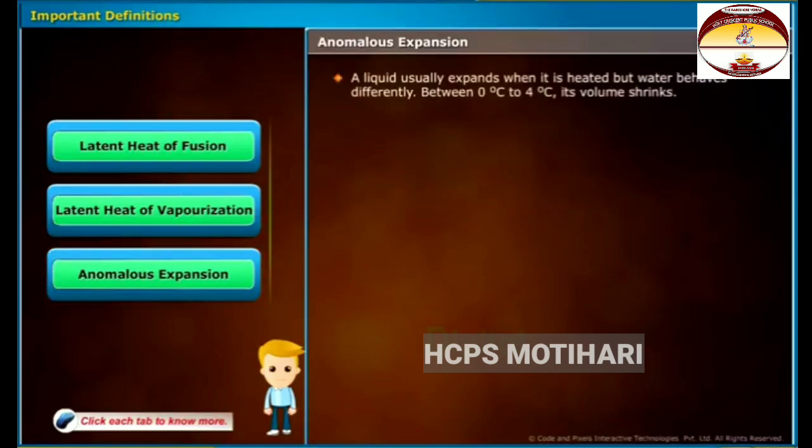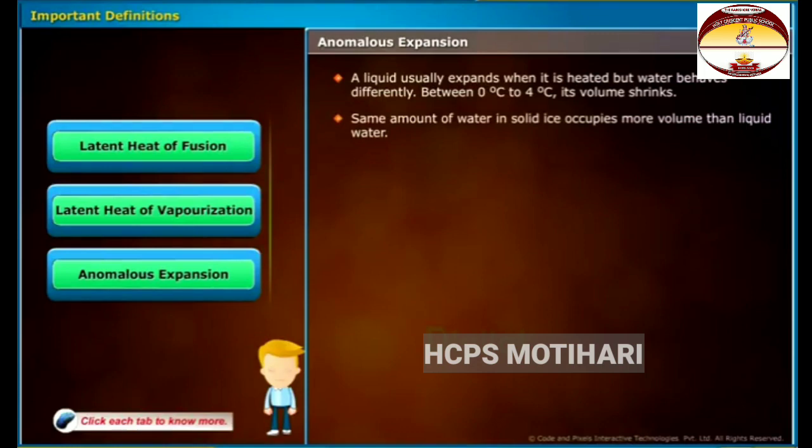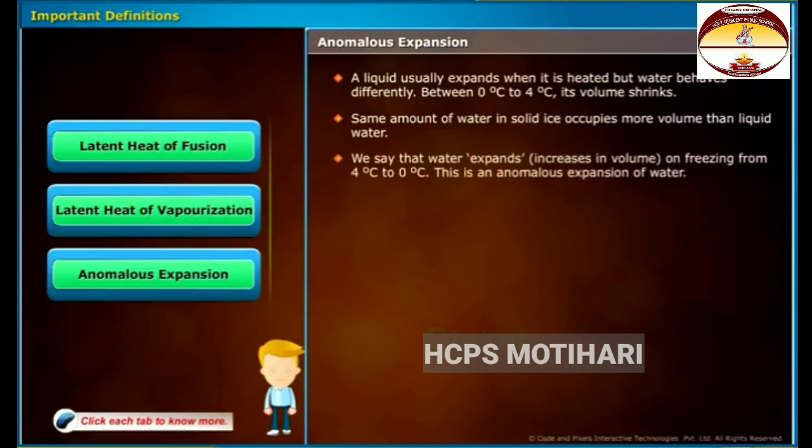A liquid usually expands when it is heated, but water behaves differently. Between 0 degrees centigrade and 4 degrees centigrade, its volume shrinks. The same amount of water in solid ice occupies more volume than liquid water. We say that water expands, increasing in volume, on freezing from 4 degrees centigrade to 0 degrees centigrade. This is the anomalous expansion of water.